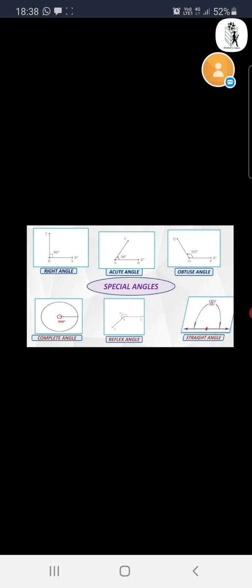And the last angle is exactly 180 degrees, which is called a straight angle. You can see the straight angle is just like a line. So this straight line measures 180 degrees. So right angle, acute angle, obtuse angle, complete angle, reflex angle and straight angle are the 6 types of angles.